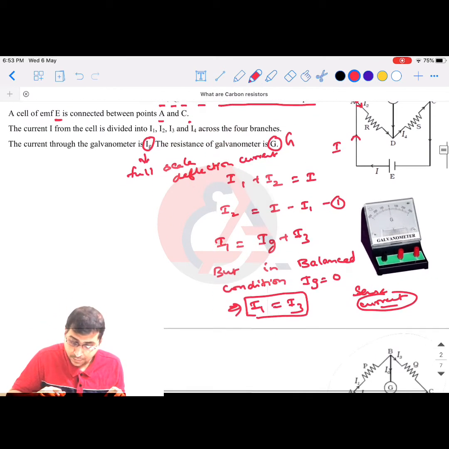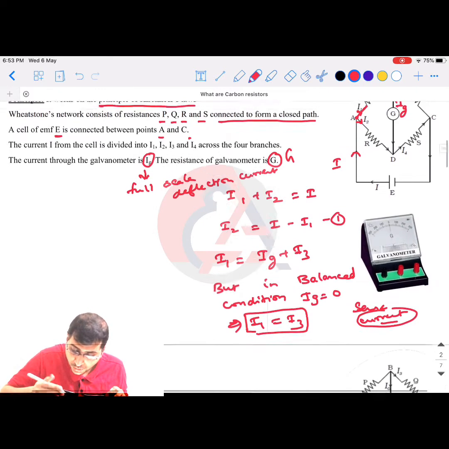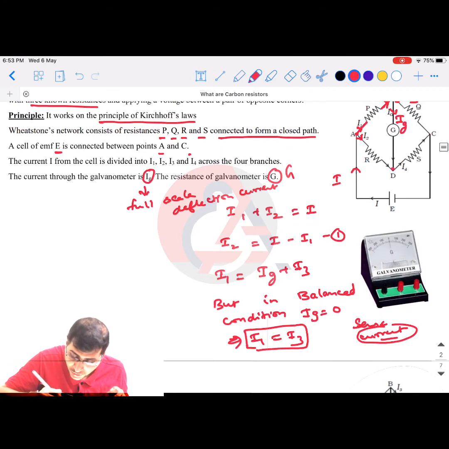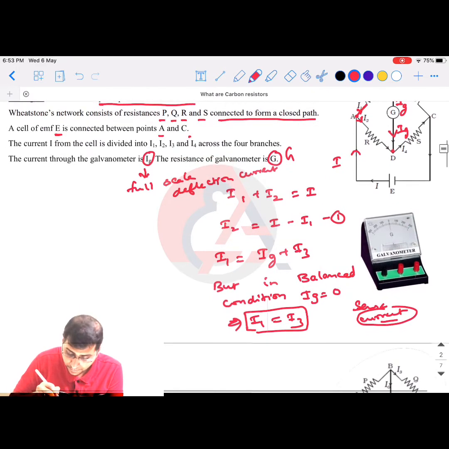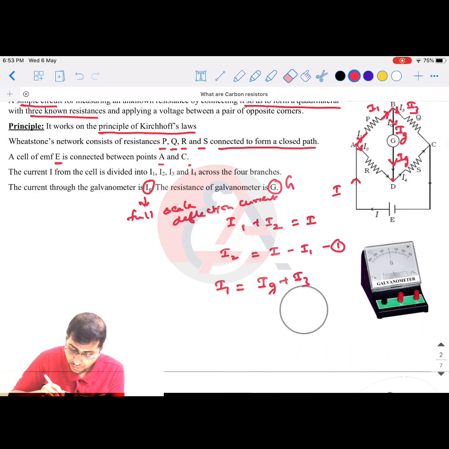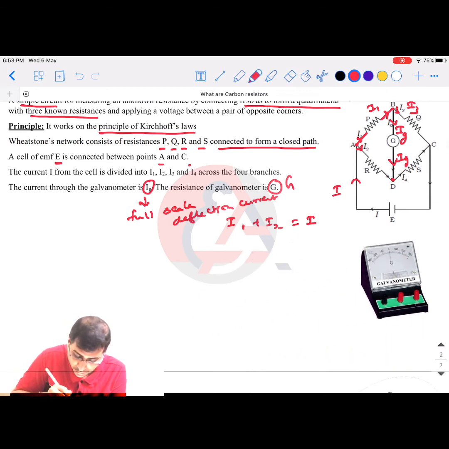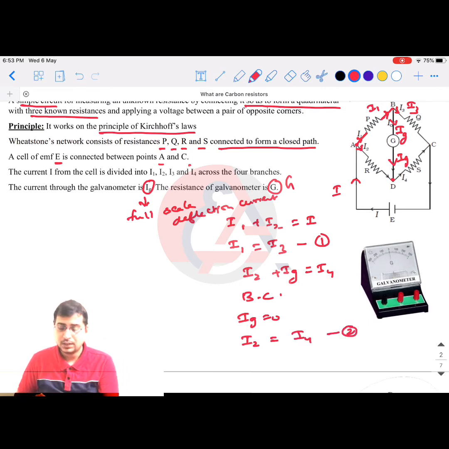Similarly, if you look at the other part, you can say I2 is reaching the junction D and Ig is also reaching the junction D. So can I say I2 plus Ig, so I1 plus I3 is 1. Similarly, if I take I2 plus Ig, so I2 plus Ig will be I4. Again in balanced condition, Ig will be equal to 0. Then I2 will be equal to I4. Let this be equation number 2.